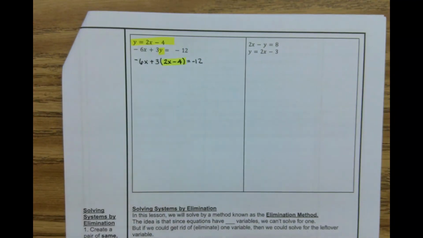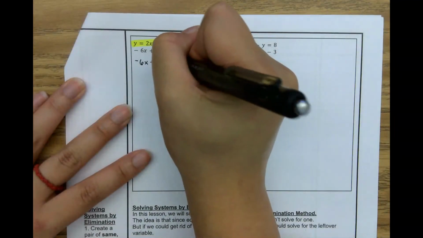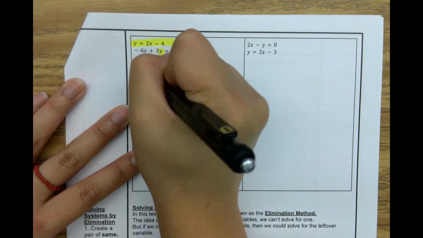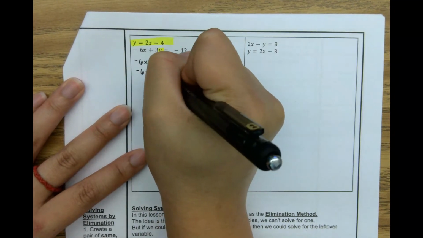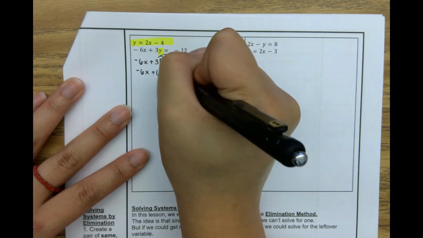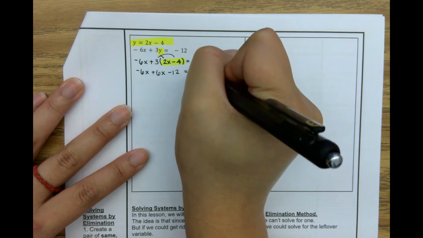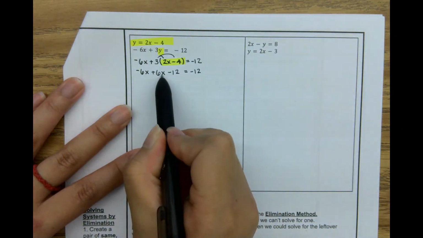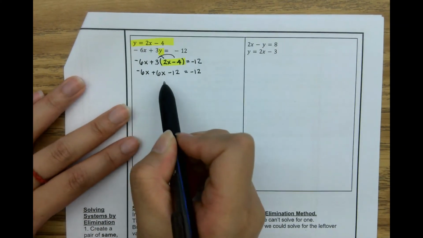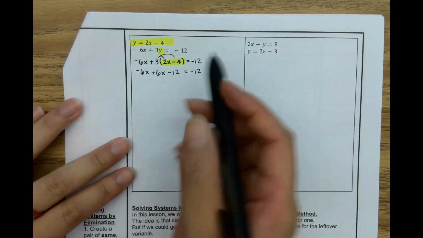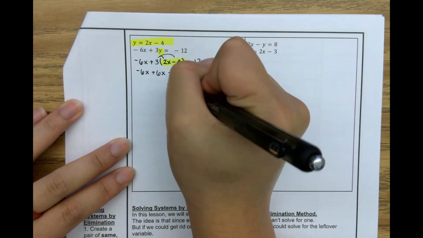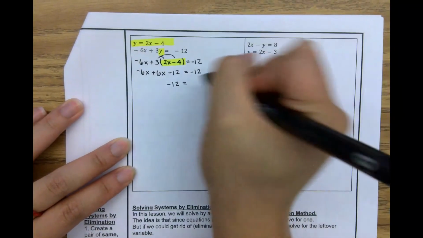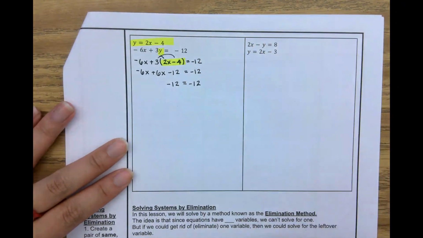Then I just need to solve for x. So I'm going to distribute here. 3 times 2x is 6x. 3 times negative 4 is negative 12. Then, combining like terms, negative 6x plus 6x is 0x. So that means I have no more x's. And all I'm left with is negative 12 on the left side and negative 12 on the right side.